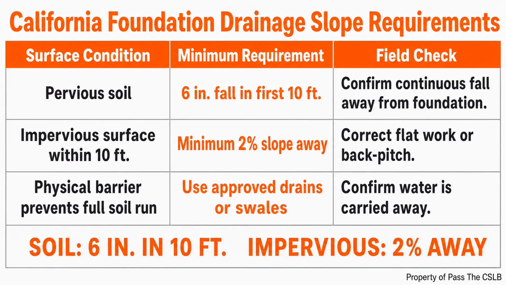Survey control tells the project where it belongs. Layout transfers that information into the work. Utility control protects what is already underground. Drainage control sends water where it should go. Safety authority gives somebody the power to stop the operation when conditions no longer match the plan.